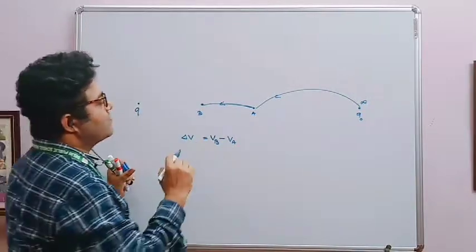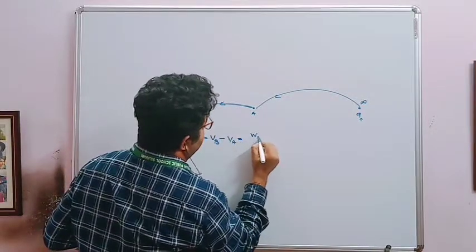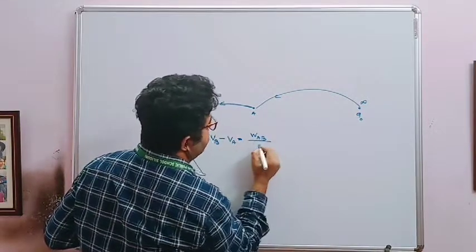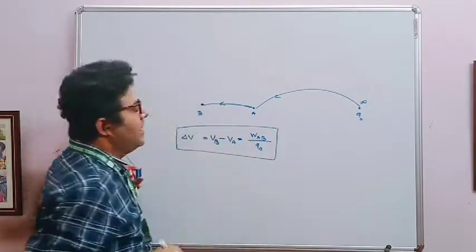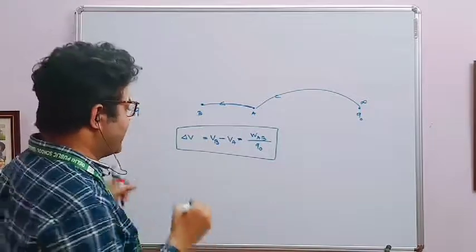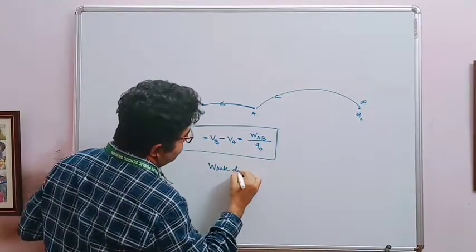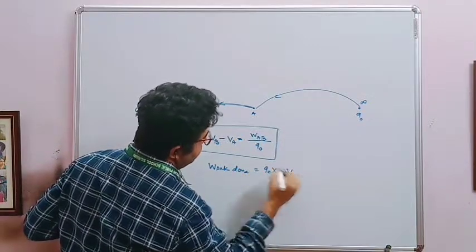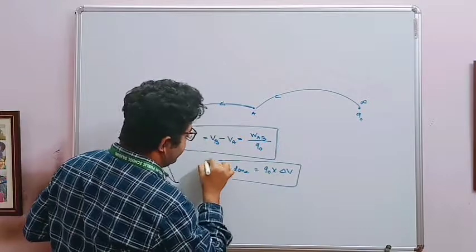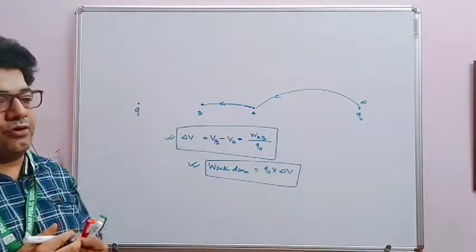And in terms of work done, we are moving from A to B, so we write work done of AB by the introduced charge particle. This one is very, very important, and sometimes you have to find out the work done, that is equal to the charge particle into the change in potential difference. This relation is very, very important.